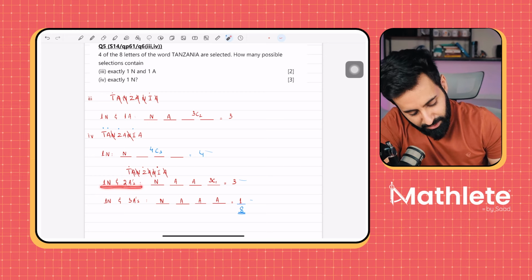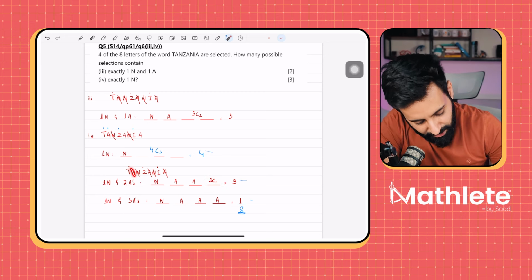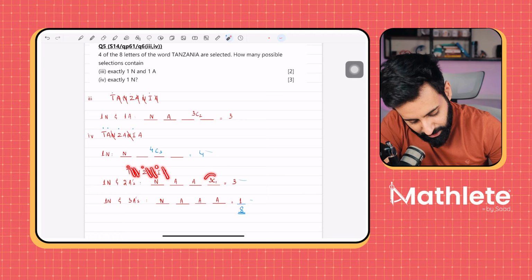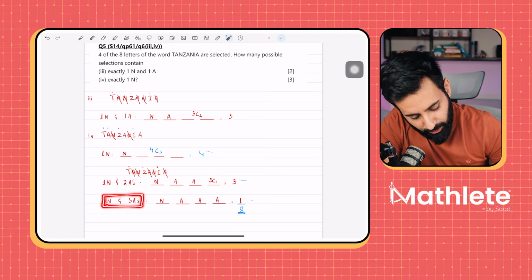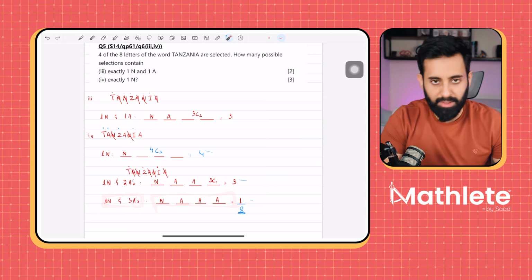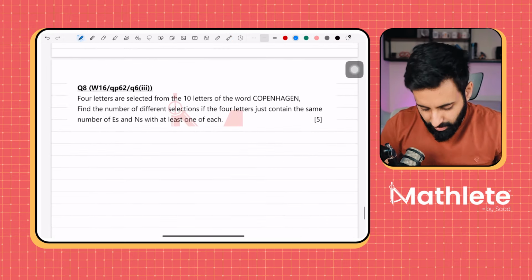So we see what happens if we have one N and 2 A's. That means we still have to select a 4th letter. After crossing out all the A's and all the N's, we were down to 3 unique letters. So we have to select one, so that's 3C1. And when we select one N and 3 A's, we've selected all 4 letters, and there's just one way to do that, and we add them up. That's the final answer. All right, so here's the next question.